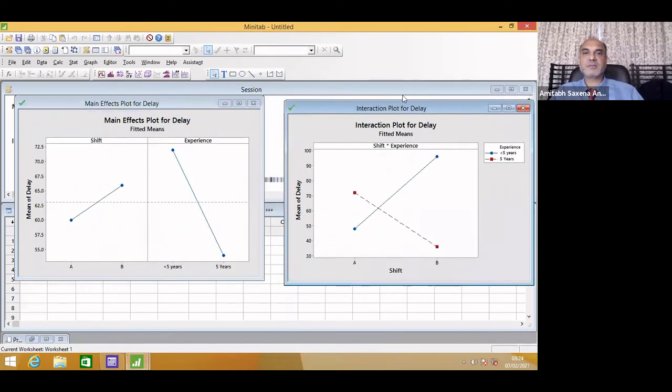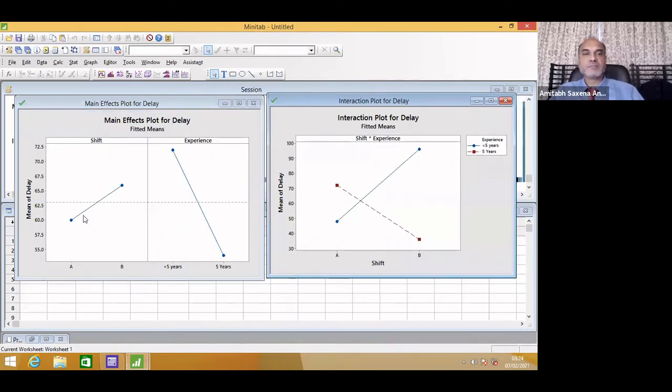The main effects plot. Main effects plot means in total, the average delay in shift A is 60 minutes. Average delay in shift B is 65 minutes. Experience-wise, low experienced people, like less than 5 years experienced people, are causing more delay. Experienced people, like more than 5 years experience, are causing less delay. So that is what the main effects plot is indicating.